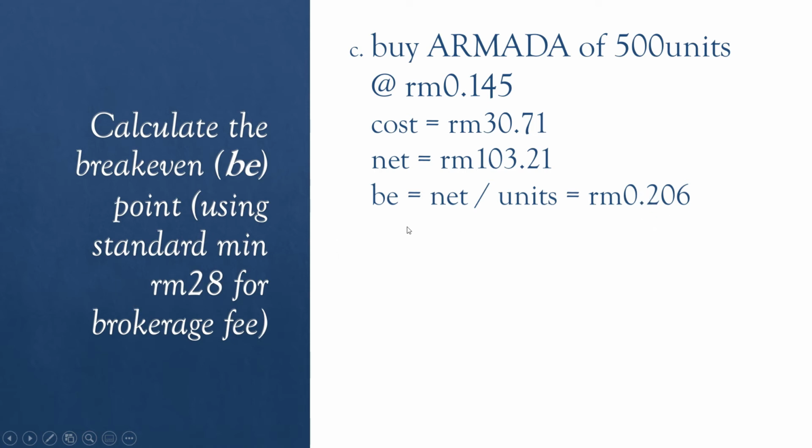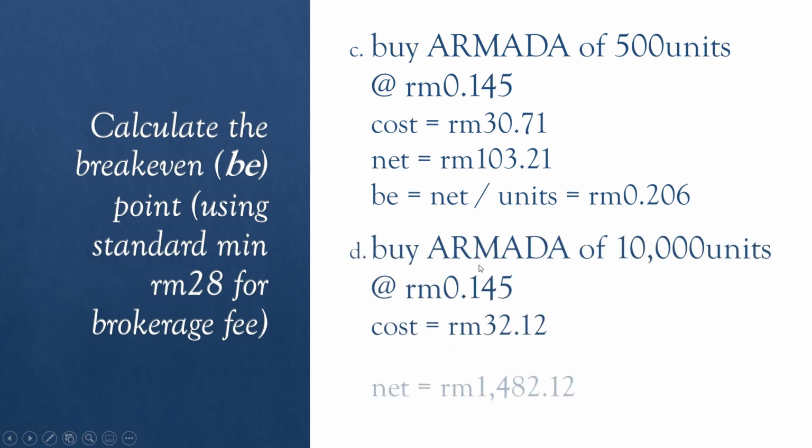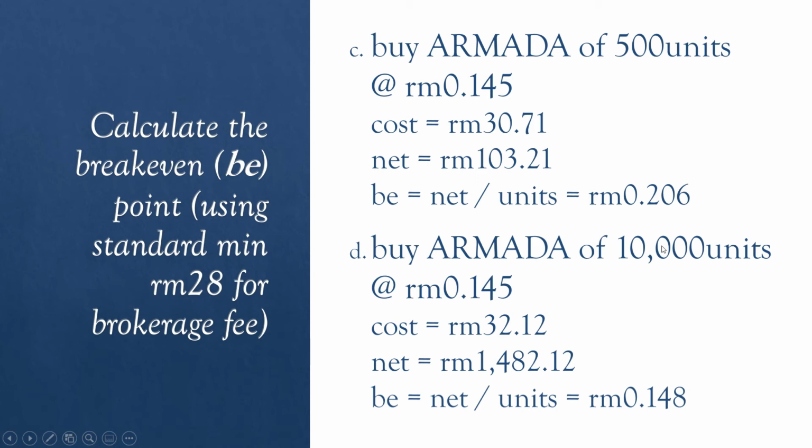Okay, next. Lagi satu contoh Armada pada 10,000 units. Harga yang sama 14 sen juga. Cost kita akan dapat slightly higher sebab lagi banyak units kan. So, cost kita RM32.12. Net kita akan dapat RM1,482.12. Okay, so break even, formula dia macam mana nak kira? Net bahagi units. So, yang untuk contoh 10,000 ni, kita akan dapat break even kita cuma pada RM0.148. Okay, maknanya 14 sen.